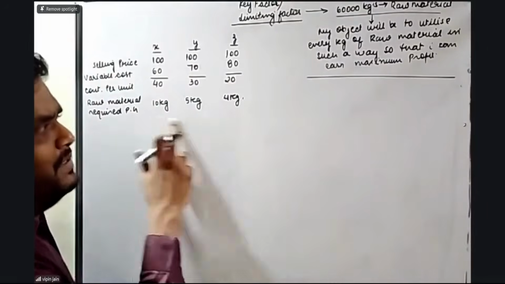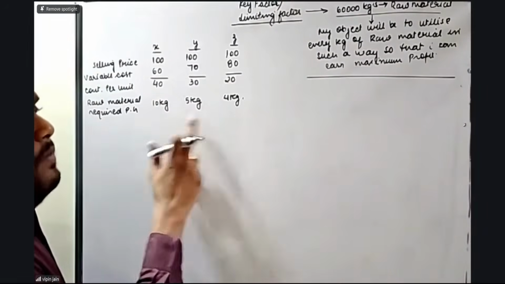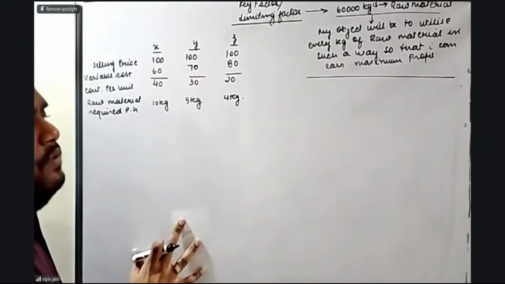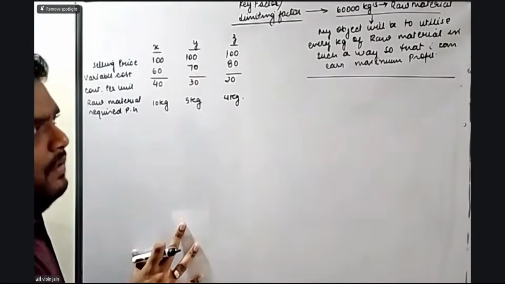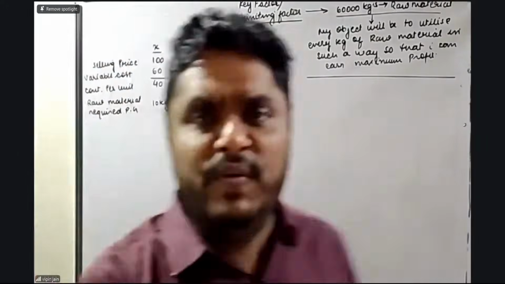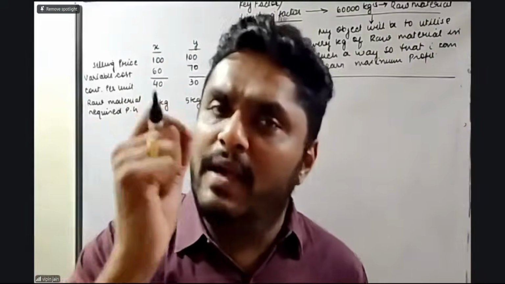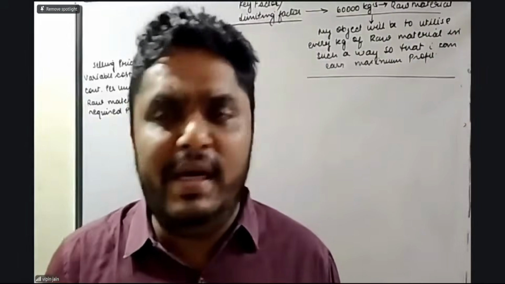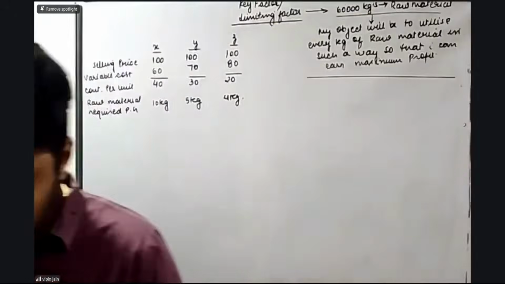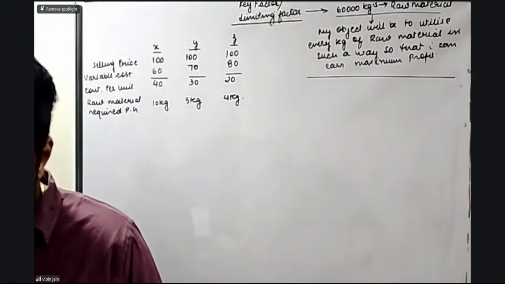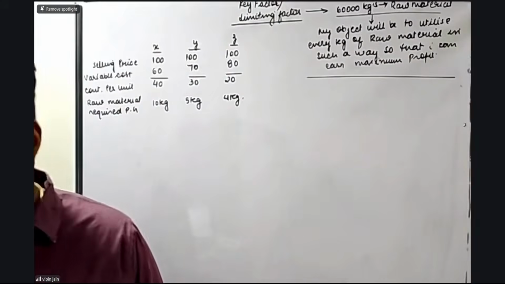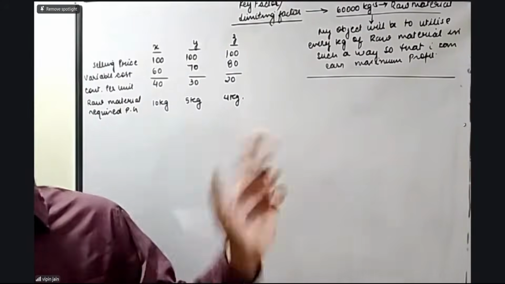So we have to consider how much raw material is required to manufacture 1 unit of product X, Y, and Z. Now, can you guys tell me which one is the most profitable product for the company, keeping in mind the contribution per unit and raw material required per unit? X, Y, or Z?